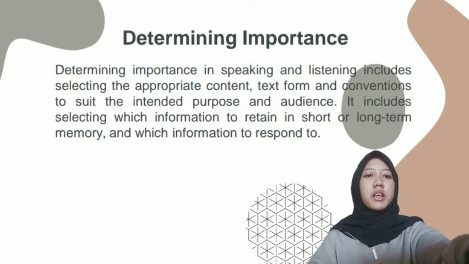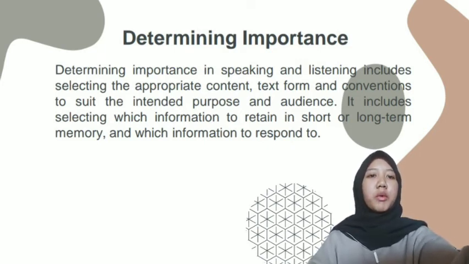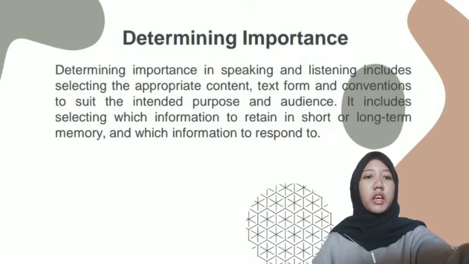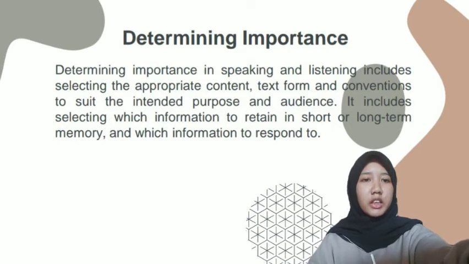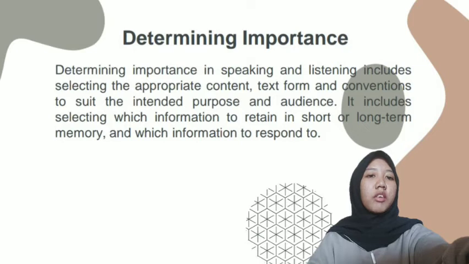Okay, next, number 6 is determining importance. Determining importance in speaking and listening includes selecting the appropriate context, text form, and convention to suit the intent, purpose, and audience. It includes selecting which information to retain in short or long-term memory and which information to respond to. Students in the early phase of development have a limited ability to determine importance and often include irrelevant details, including too much detail when retelling an event. He said, then she said, then I said.